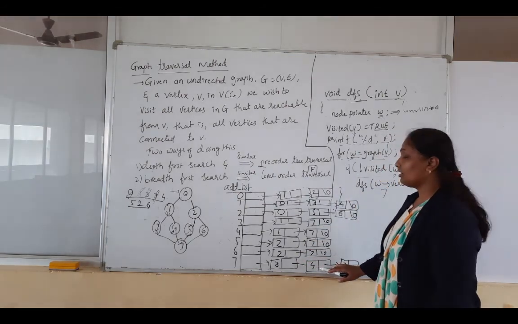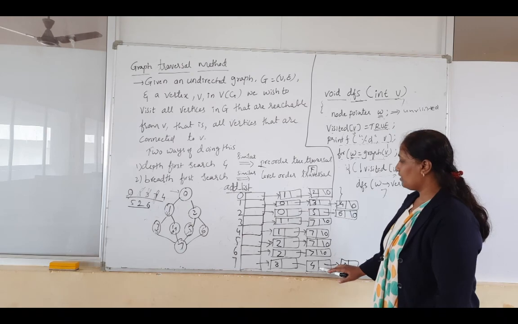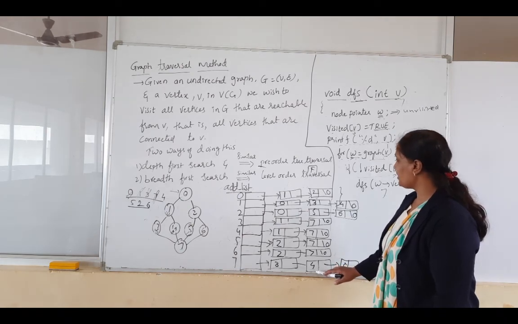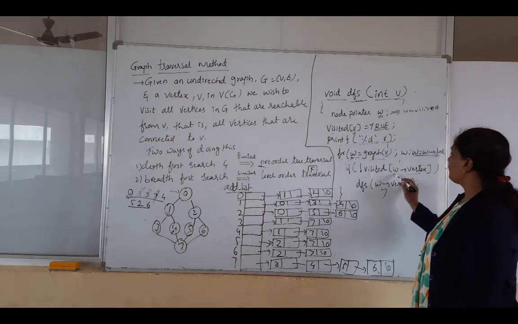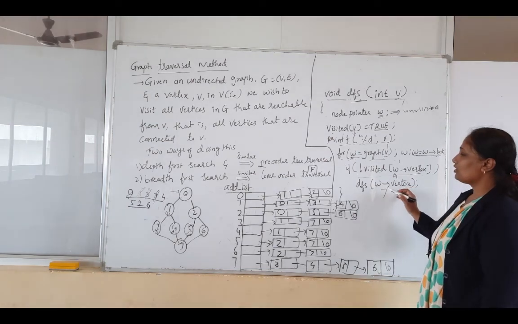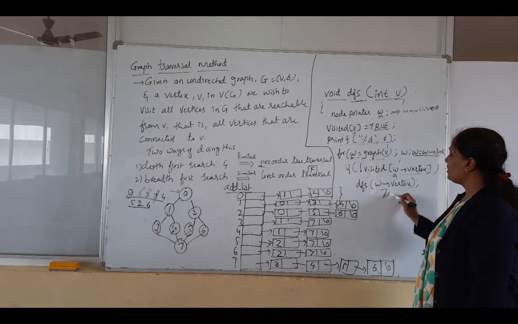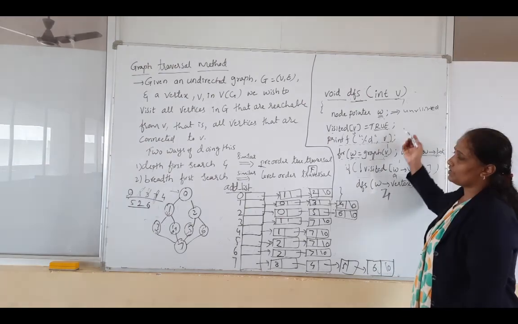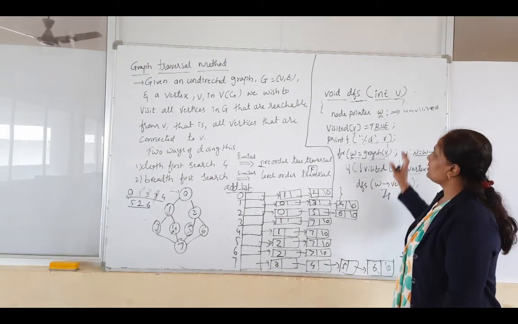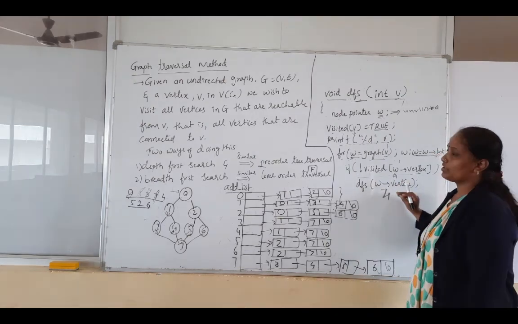Then you are going to check the next element of the adjacency list, that is 4. So 4 will be the next value. You are going to check whether 4 is visited or not. It is not yet visited. So we are going to pass that to the DFS and so on. So this is about the DFS function.